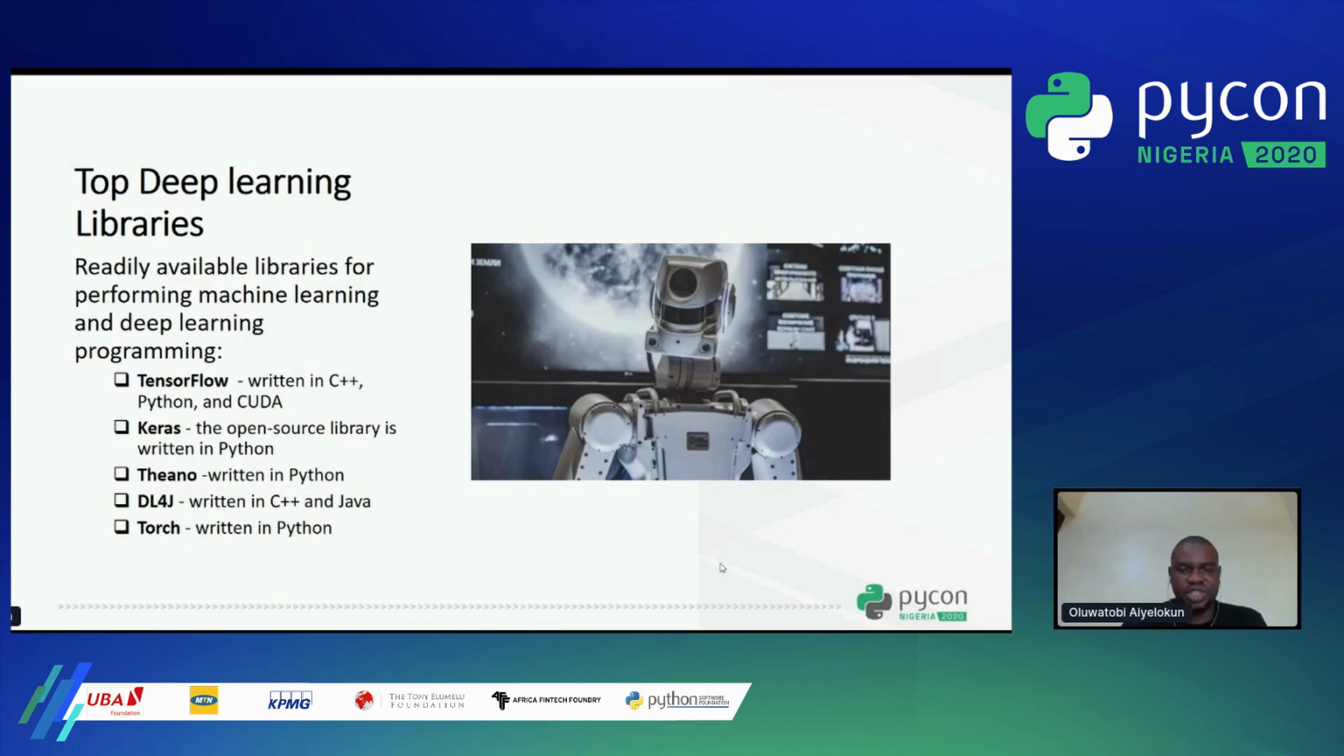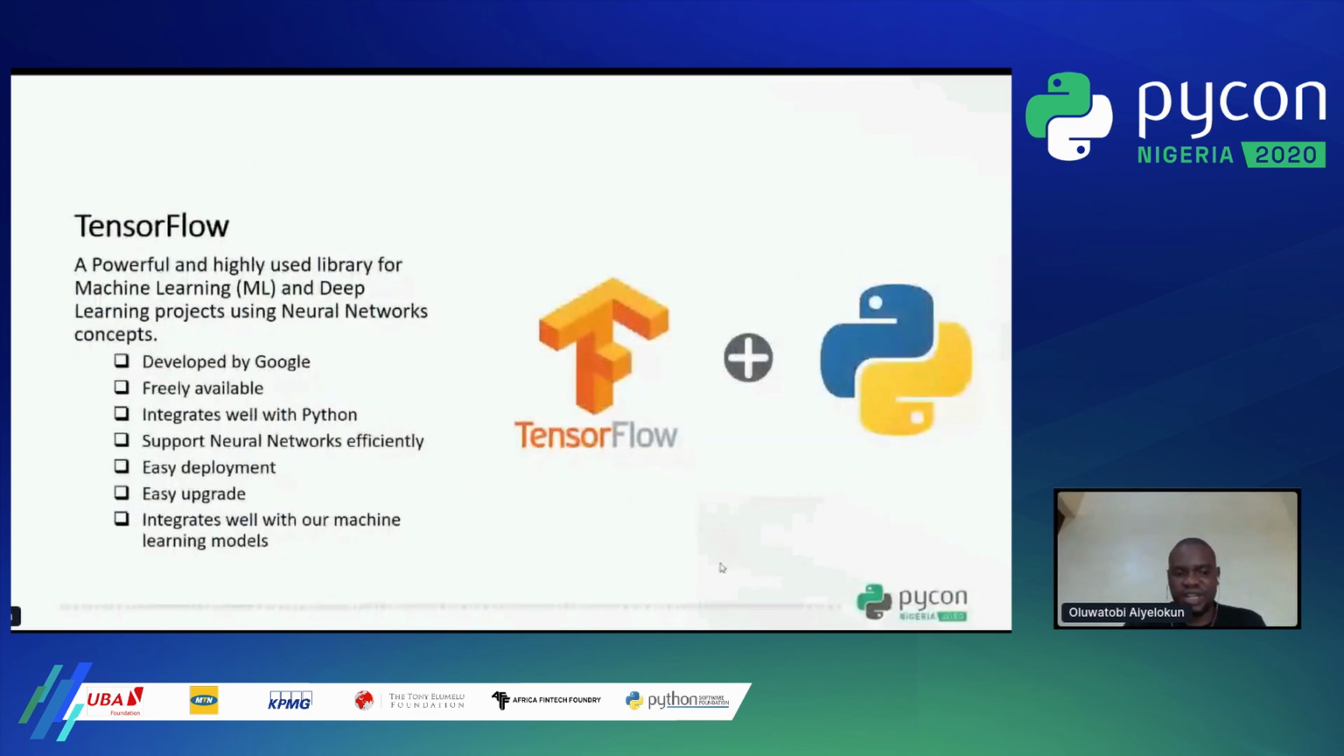You can generate features from data. You can use GeoPandas to have a data frame, which can now come into your Anaconda and the Conda environment. TensorFlow is very powerful, we all know. It's freely available, integrates well with Python, supports CNN very efficiently, and is very easy to deploy and to upgrade.